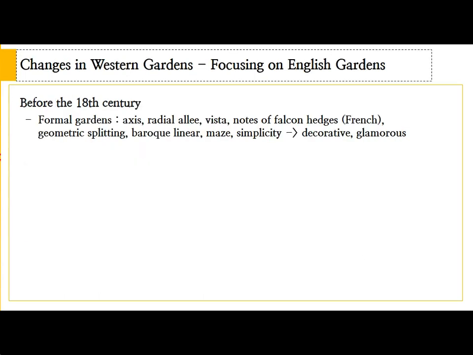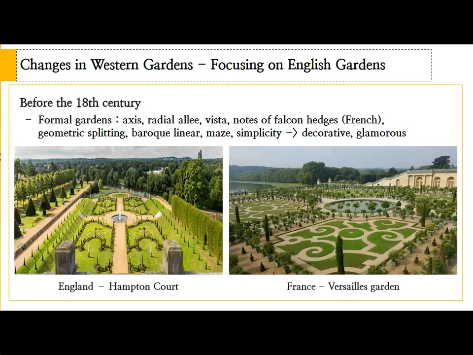Changes in Western gardens are told around the English gardens. Prior to the 18th century, it was formal gardens that attempted to create allée vistas, French hedge knots, and so on. The photo on the left is the Hampton Court in England, and the right is the Palace of Versailles in France, both of which are part of the formal gardens.